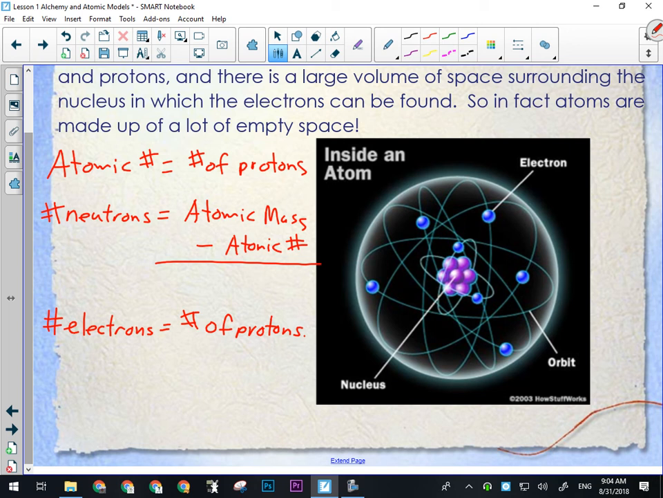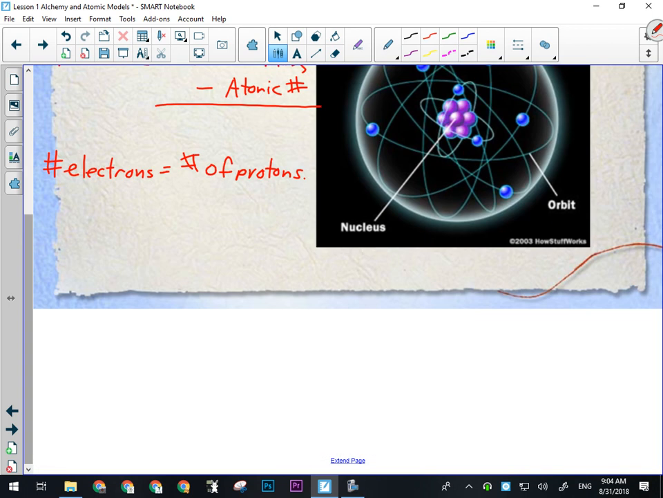So if I want to draw, we were saying we were going to draw a picture of oxygen, then this is what we would do. I would put in that oxygen has 8 protons. So I got my 8 protons, and I would probably put a legend beside it so no one was confused.